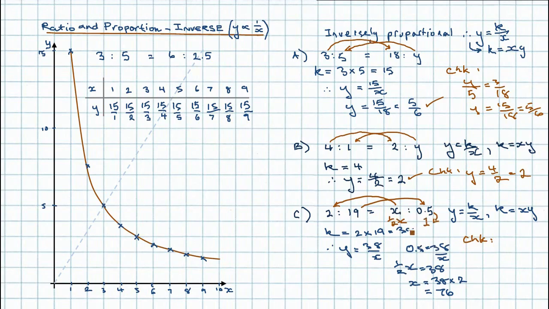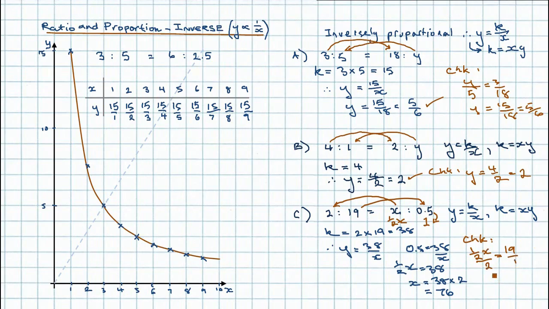ratios. So now what have we got? We've got half x divided by 2 equals 19 over 1.